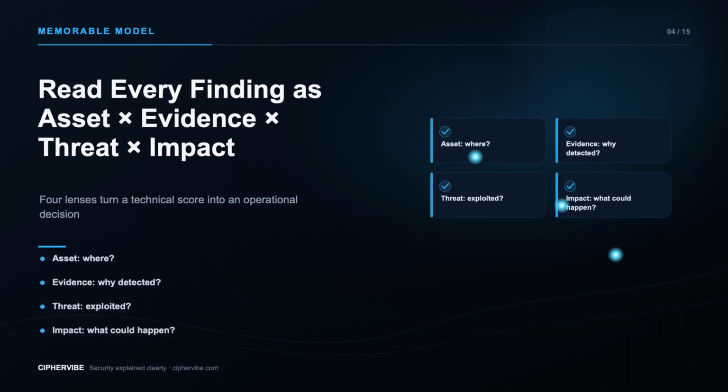Use 4 lenses. Asset asks where the issue lives and who owns it. Evidence asks exactly why the scanner raised it. Threat asks whether exploitation is known or likely. Impact asks what a successful exploit could change in your environment. Think of CVSS as the weather forecast. It describes the storm's technical strength. Your asset exposure tells you whether the windows are open.